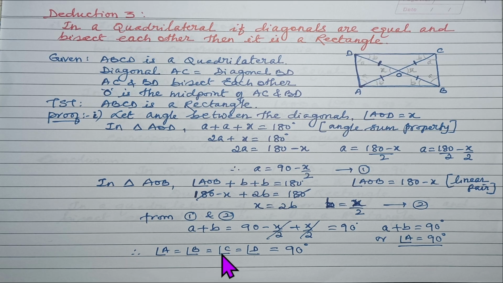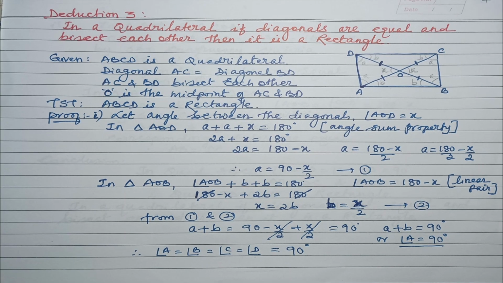Therefore angle A is equal to angle B is equal to angle C is equal to angle D is equal to 90 degrees. Try to understand that. Now that we have shown all the four angles of the quadrilateral are equal to 90 degrees, we have to show the opposite sides are equal for the quadrilateral ABCD to be a rectangle.